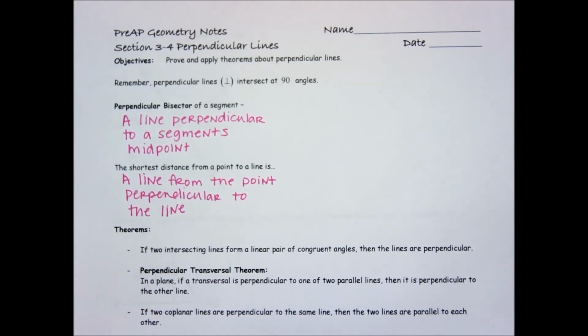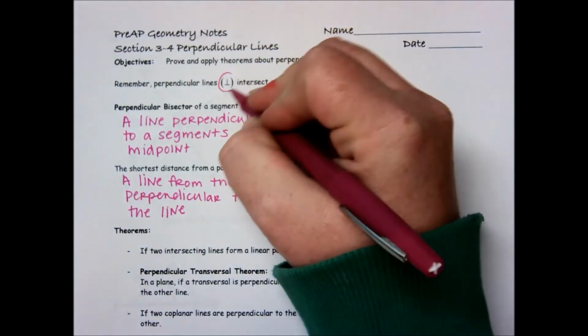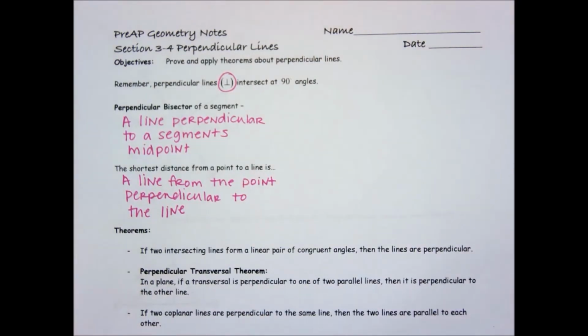Alright, so today we're going to talk about perpendicular lines. Our objective is to prove and apply theorems about perpendicular lines. So remember that perpendicular lines, we use this symbol to show that lines are perpendicular. And perpendicular means two lines that intersect at a 90-degree angle.